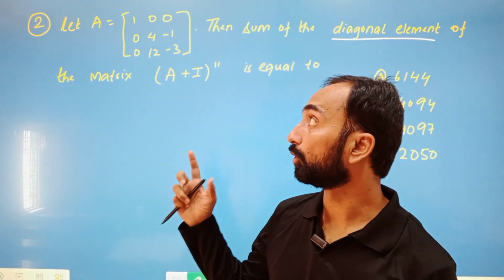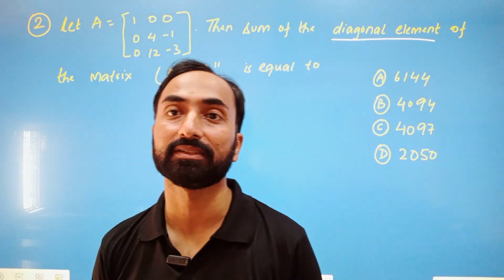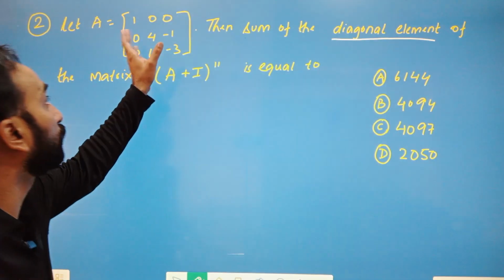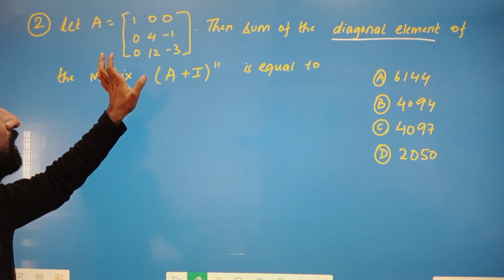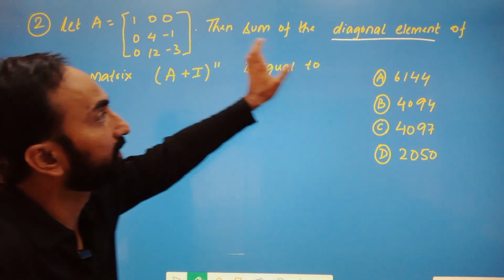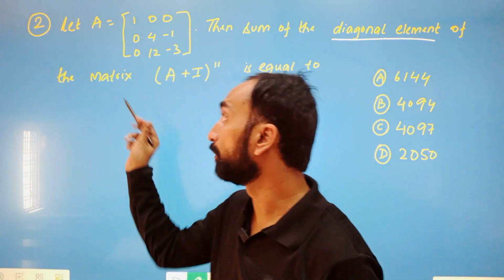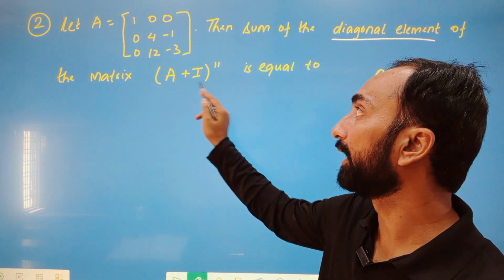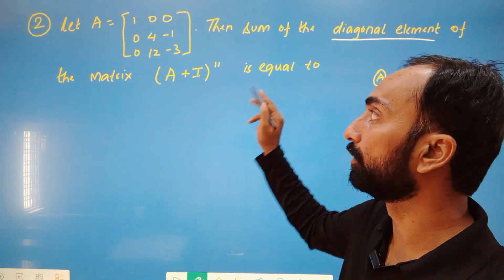Hello everyone. So the next question of matrix we have is: let A be equal to [1 0 0; 0 4 -1; 0 12 -3]. The sum of the diagonal elements of the matrix (A + I)^11 is equal to?